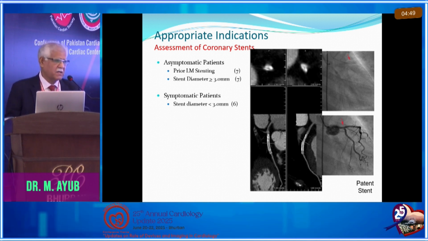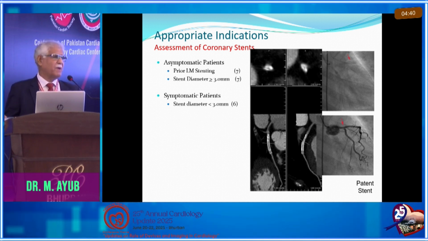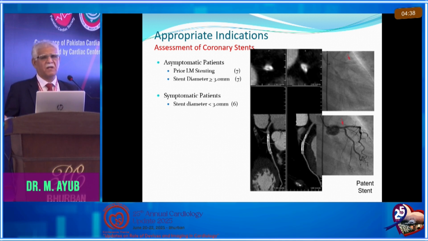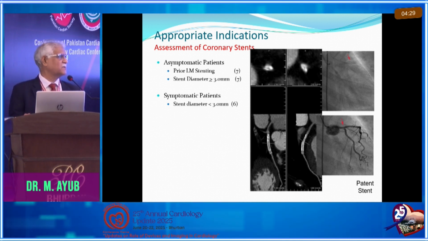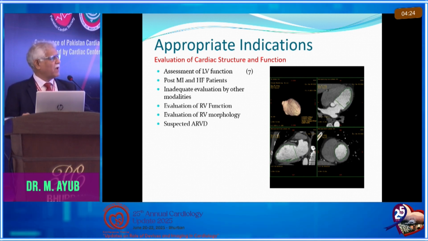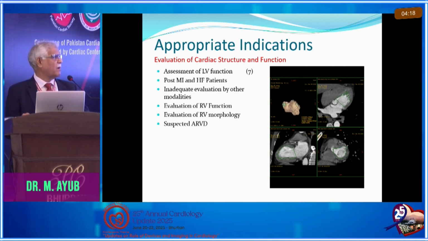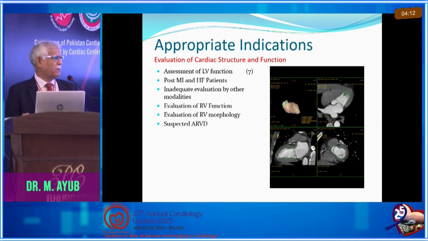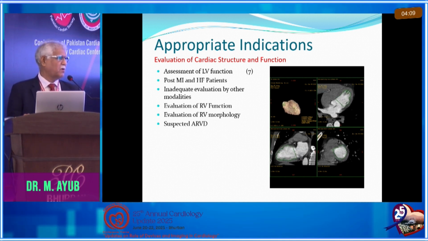Then in patients with stent, this test is not very good, but you can use CT coronary angiography for left main stenting and for stents bigger than 3 mm. But for smaller stents, this test is not very good and you are not able to visualize what is inside the stents. CT coronary angiography can be used for assessment of cardiac function, especially when the information from echocardiography is incomplete. Otherwise, this may be complementary information in patients undergoing CT coronary angiography.